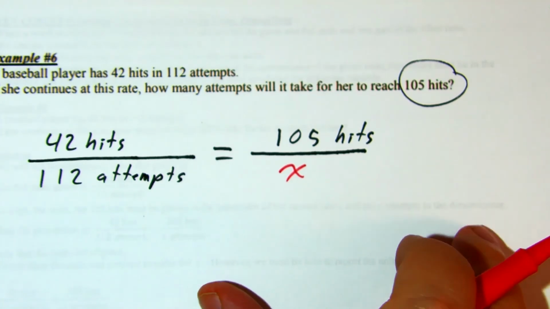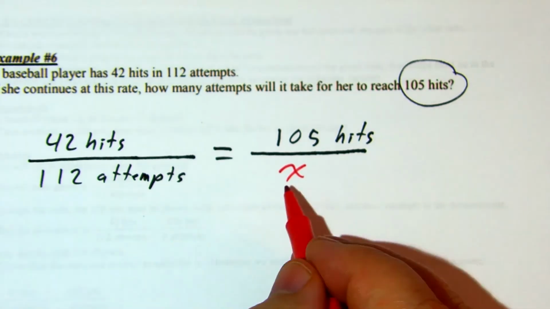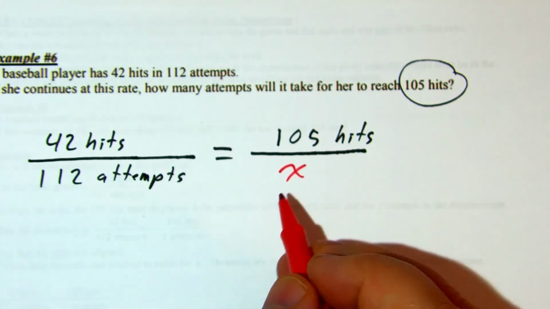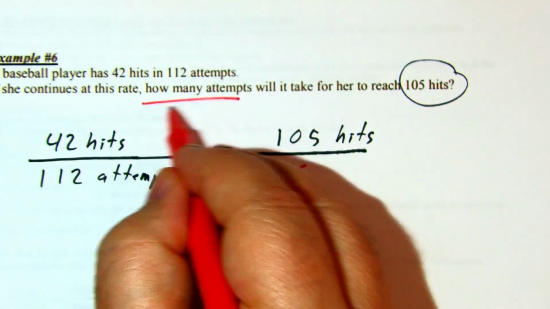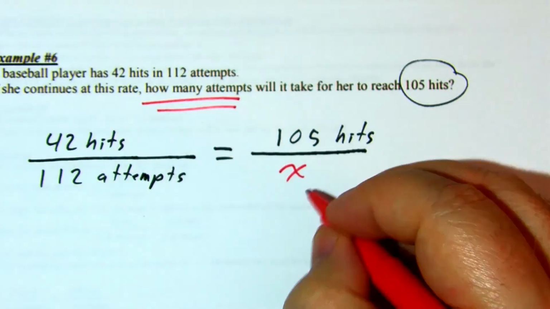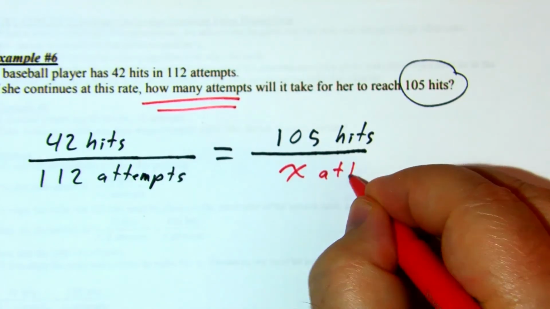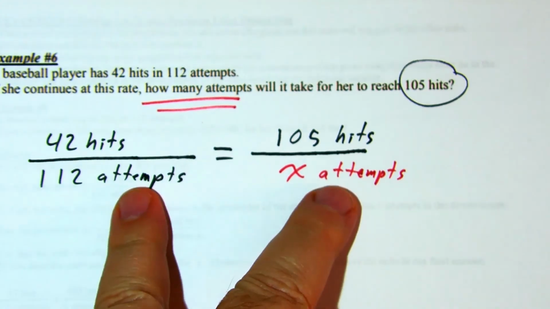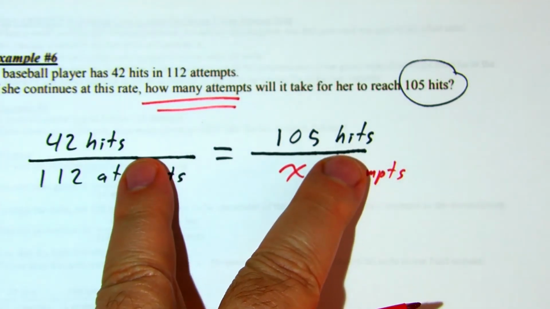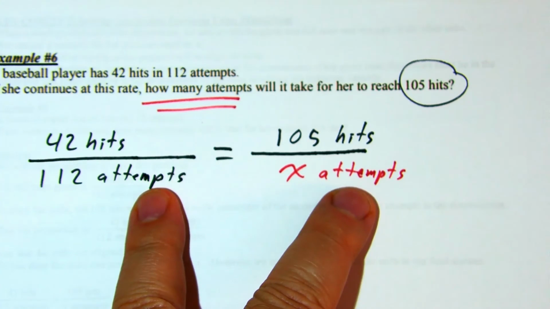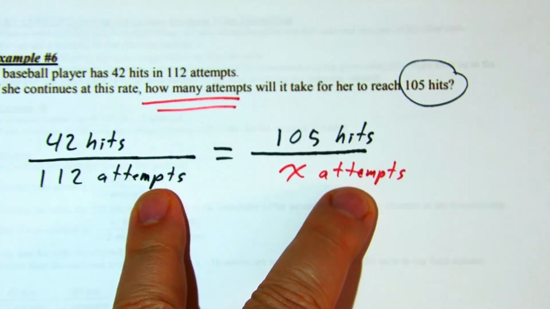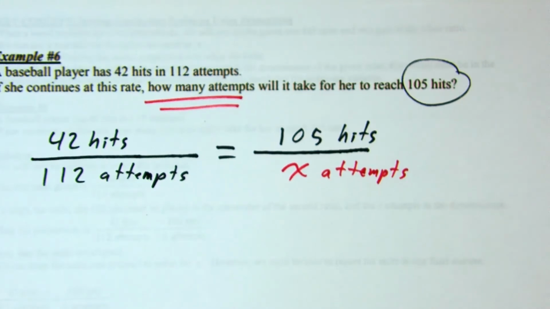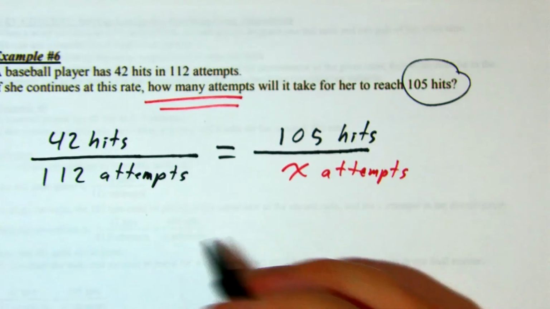If you keep looking in the question, you can help verify that you've done this right. Notice it says, how many attempts? That almost sounds like the unknown is attempts. This helps me feel confident, not just that I looked at the 105 and put it on top, but that my unknown, my how many, what I'm trying to find, is going on the bottom. Okay? Now, once you've done that, we clean this up and recopy it.